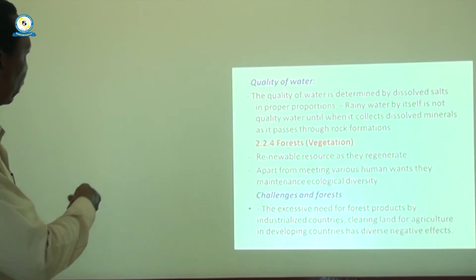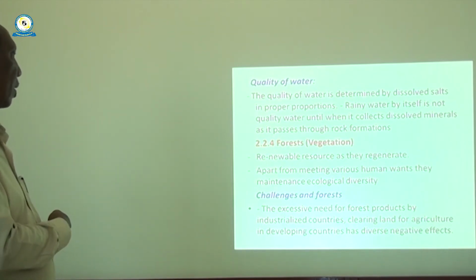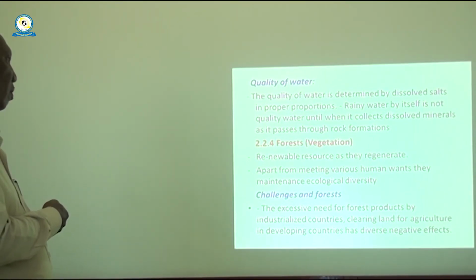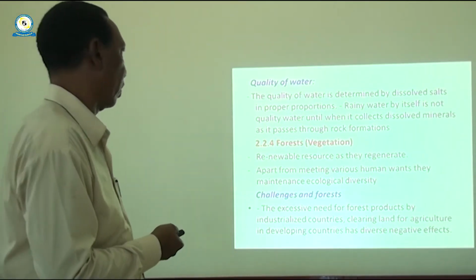So with the water, we sum up here. Now let's see another resource. Forests, which is a form of vegetation.